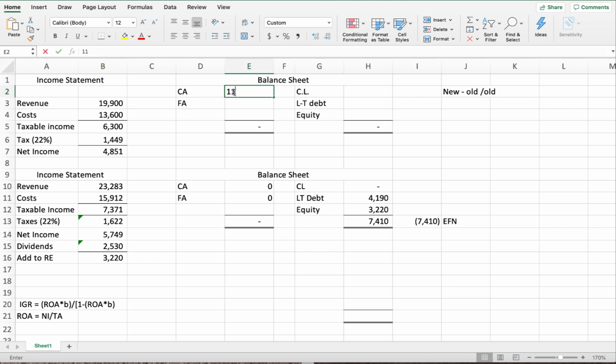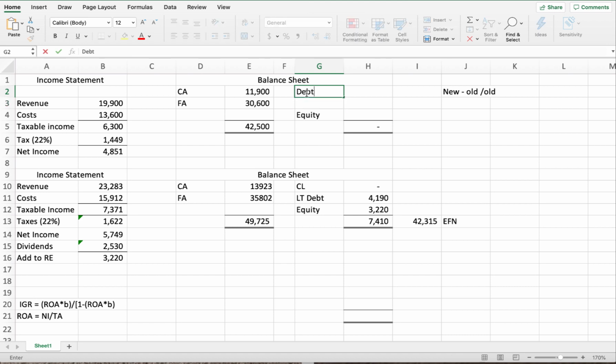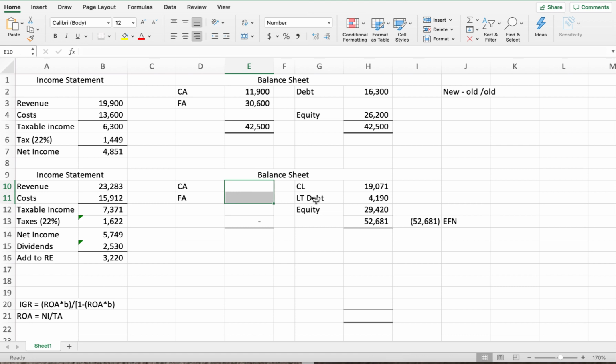What are our assets? Well, assets are 11,900. Fixed assets are 30,600. We have a total of 42,500. So here we just have debt and equity, right? They kind of messed it up for us. So we just have debt. We lumped it all together. We don't know if it's long-term, short-term, whatever. It's just debt for this problem. And our equity is 26,200.